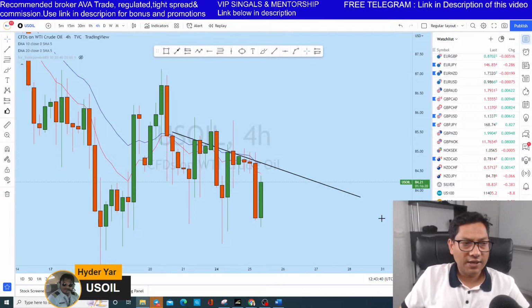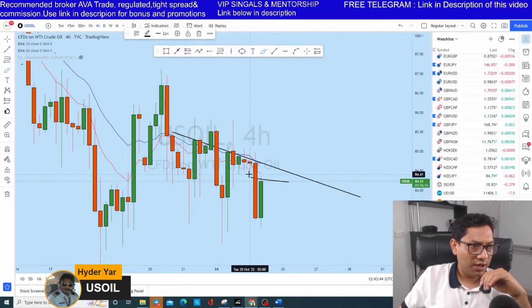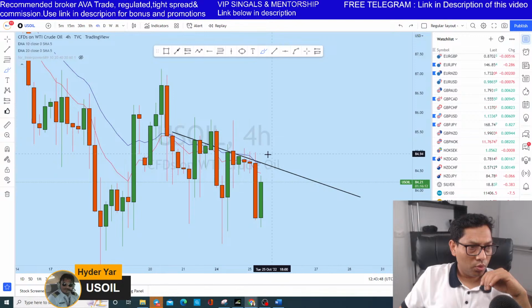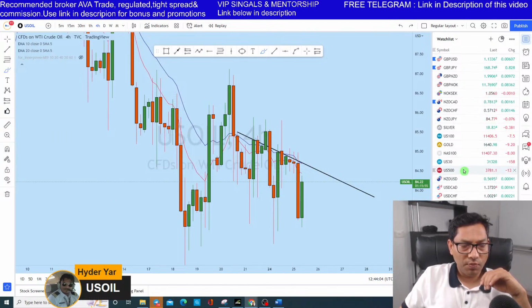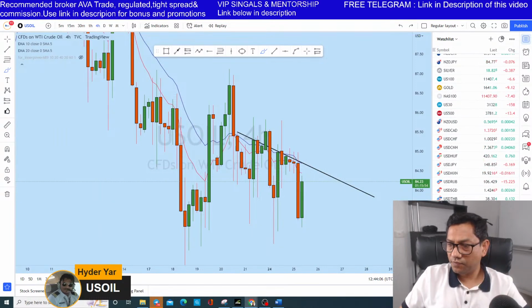I think US oil is in a selling zone. This is a very important area of value. We could even see the price going to this zone, but from this zone we could see a rejection on US oil. With a tight stop loss, I'm not going short yet, but it could be a good trade. So for me, it's bearish.